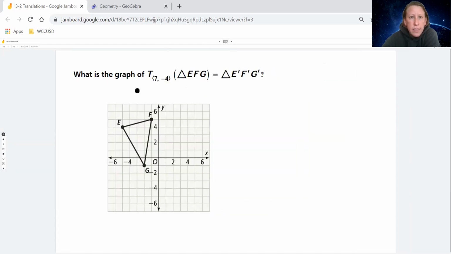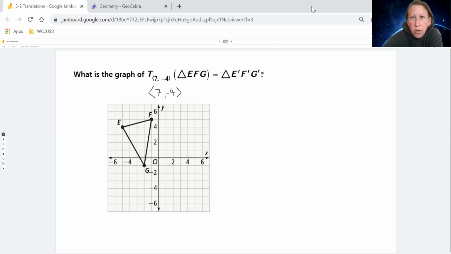Okay, so what is this asking us to do? It says, what is the graph of T? What do you think T stands for? Translation. And then it has a pointy bracket, not a parentheses. So this is the way your textbook is doing translations, and this is kind of vector notation. This means you're going to move it 7 and you're going to move it -4.